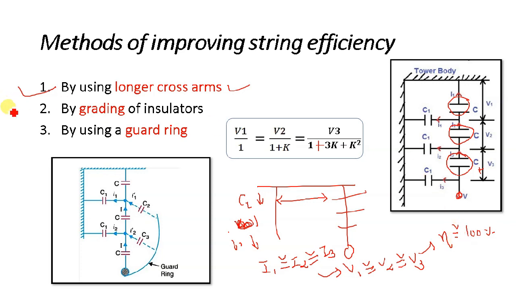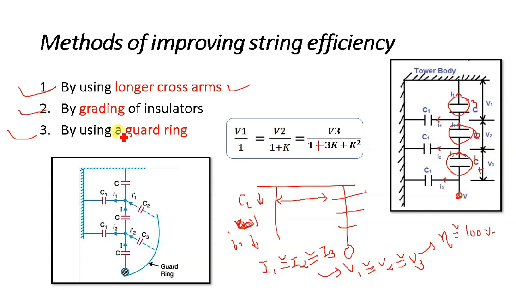But this is also not economical, because if one of the insulators is punctured, in that case we have to replace it only with the specific type of insulator. Let's say these are insulators number 1, 2 and 3. If my number 2 insulator is punctured, I cannot replace 2 with 3. So in that way the maintenance will not be easy. So we cannot use this kind of grading of insulators to maintain better string efficiency.